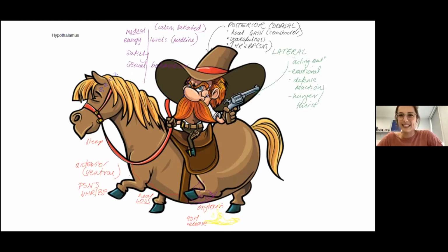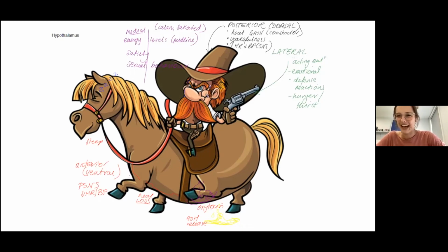And our poor horse is tired because he's being whipped up by the cowboy. So he just wants to sleep. He's cold and he's sleepy, and he's got his parasympathetics mostly working, and somehow you can work in the oxytocin ADH release as well. So I had the little baby horse down the bottom for the oxytocin. And then the way we remembered medial was, if you think of your chakra, like with your yoga, it's calm, your energy levels, they're in the midline. It's also satiety because you're calm, you're satiated, and sexual behavior because the same thing. It all sort of worked together, we thought.